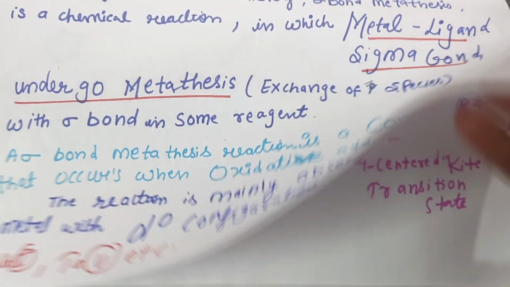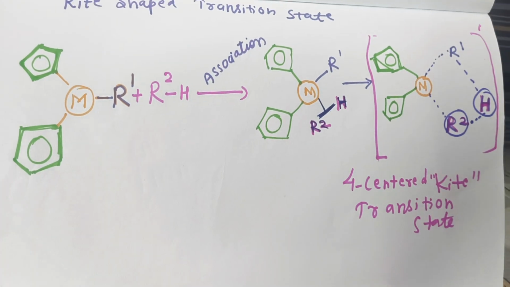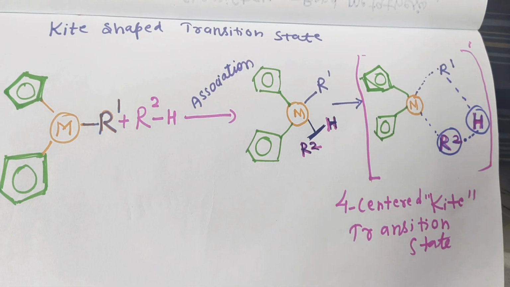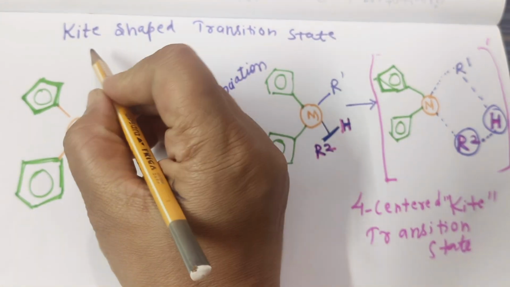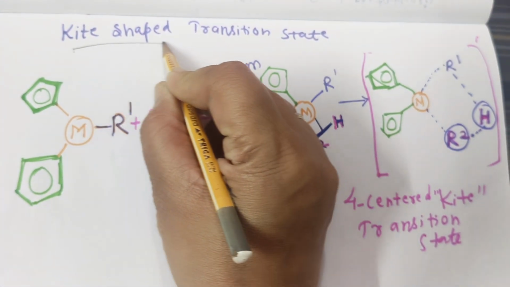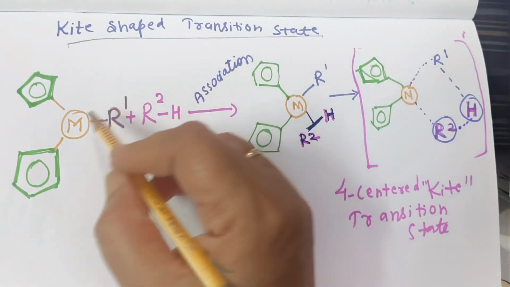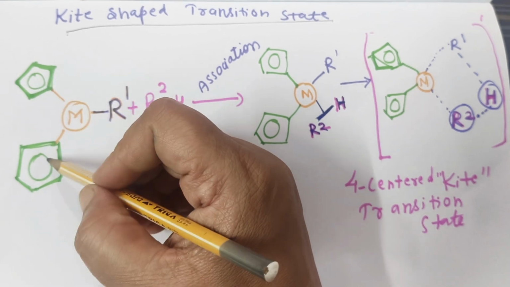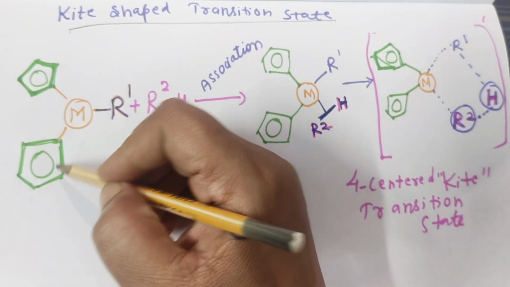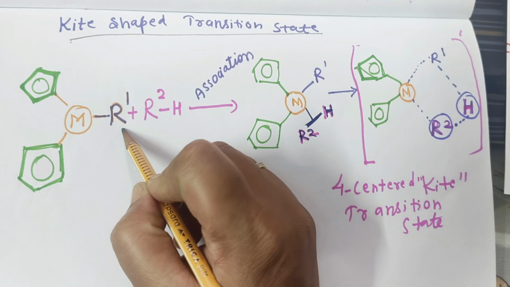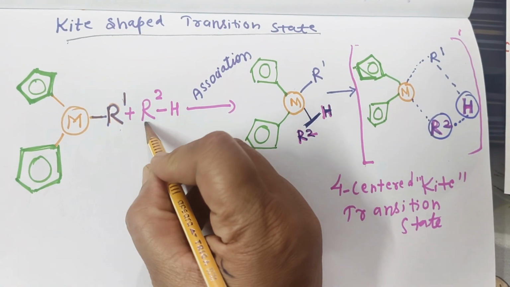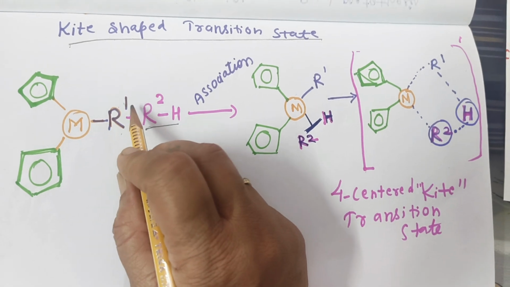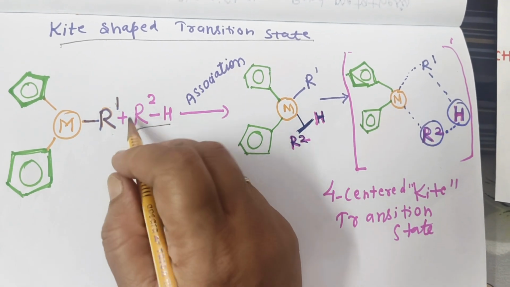So let us see what is the mechanism of this sigma bond metathesis. So students, this sigma bond metathesis will have a kite shaped transition state. So here is one example. This is our metal, this is our cyclopentadienyl ligands, and this is our R1, and this is the new species R2H. So we have just denoted them, इनको R1 और R2 से represent किया है.